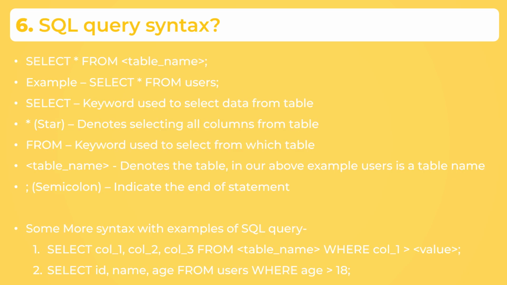So, what is SQL query syntax? SELECT * FROM table_name. For example, SELECT * FROM users. Users is basically the table name. The SELECT keyword is used to select data from the table. Star denotes selecting all columns from the table. The FROM keyword is used to specify which table. Table name denotes the table. In our above example, users is the table name. The semicolon indicates the end of the statement.